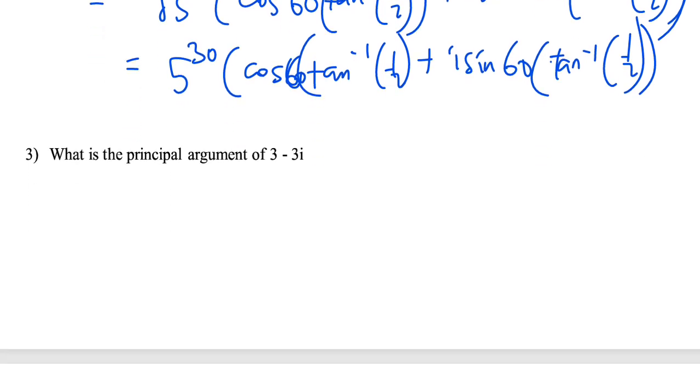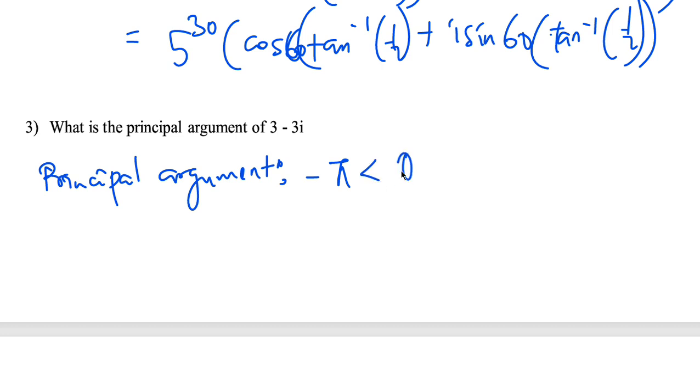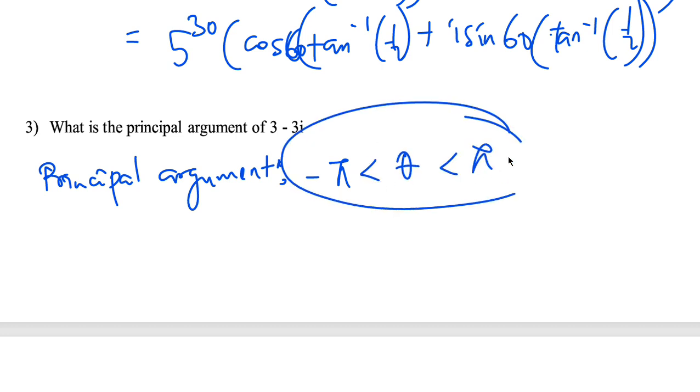It says, what's the principal argument of 3 minus 3i? Very simple. When you're getting something like this, you should know the range of values when they're talking about principal arguments. First of all, you know that argument is the angle made by the complex coordinates and the x-axis, right? This principal argument ranges from minus pi less than theta less than pi. So if you ask for principal arguments, whatever your answer will be must be between minus pi and what? And pi. Do you understand?